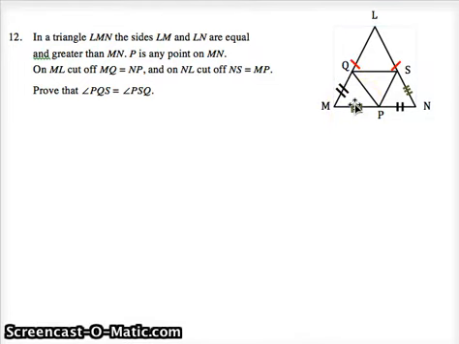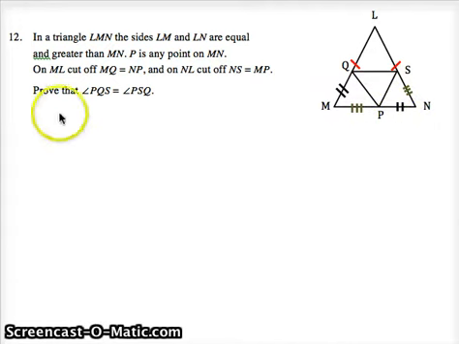Now, from the question, LM equals LN, so therefore the angle at M equals the angle at N, because they're base angles of an isosceles triangle. So we can prove that triangle QMP is congruent to triangle SNP. So we're going to proceed with that.